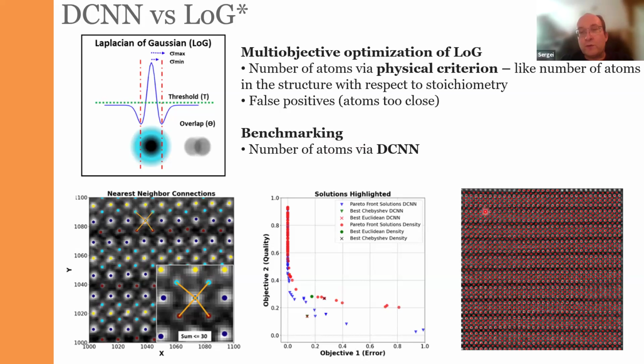So why do we want to use the optimized LoG rather than the DCNN? Very simple answer. The DCNN is a supervised machine learning method. We need to train it, and we need to train it with labeled data. So there is a tremendous amount of time and effort in preparing the training data. Secondly, the DCNN is very sensitive to the out-of-distribution drift effect.